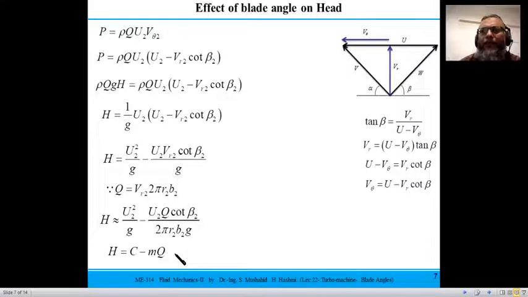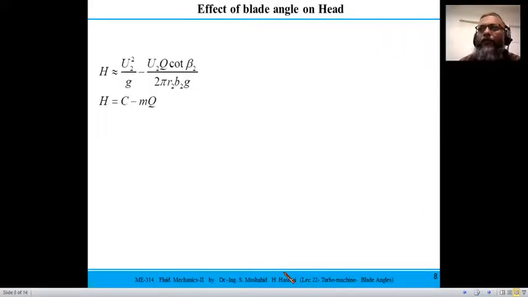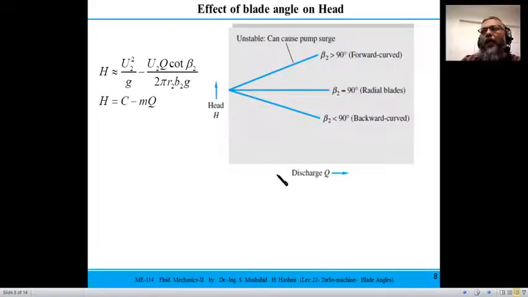So we can see that this equation is a straight line. This would be a constant, and this would be a minus sign, and except for Q, everything in this term would be called the slope. And so we can plot this straight line. The y-axis would be the head, and on the x-axis we can plot Q. So we will be able to plot that equation. Let's say we plot that at different values of beta.